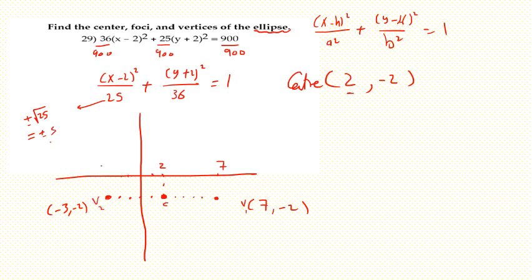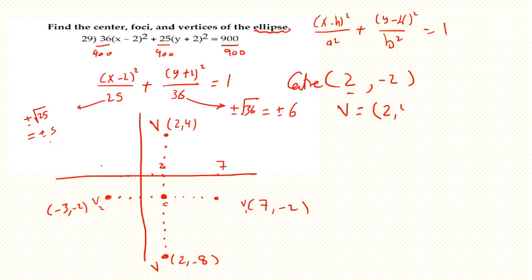But actually, the major axis is below the y. Positive and negative root of 36 is positive and negative 6. So I go up 6, 1, 2, 3, 4, 5, 6, so I reach the point 4. So this point is 2 and 4. And I go down 6, 1, 2, 3, 4, 5, 6. So this point is going to be 2 and -8. This is actually the vertices of the curve. So I can write that V is equal 2 and 4 and 2 and -8.